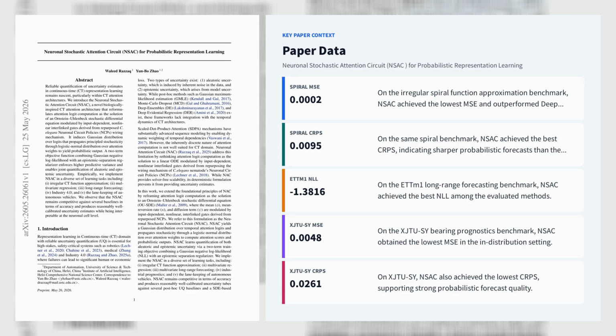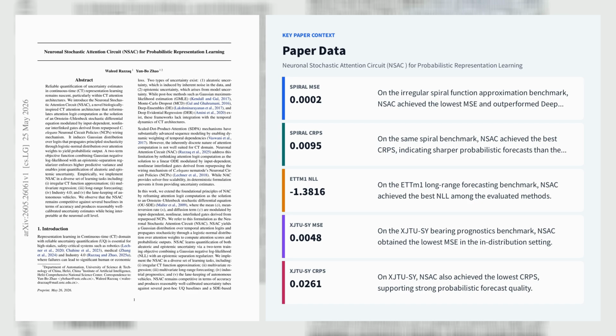Training combines Gaussian negative log likelihood with an epistemic separation regularizer that increases variance on synthetic out-of-distribution perturbations, enabling explicit separation of aleatoric and epistemic uncertainty. Across 5 benchmarks: irregular spiral function approximation, Boston housing and KIN8NM regression, ETTm1 and Jena climate forecasting, XJTU-SY, PRONOSTIA, and HUST bearing prognostics, and Udacity plus OpenAI car racing control, NSAC is consistently competitive on accuracy and often stronger on uncertainty quality.